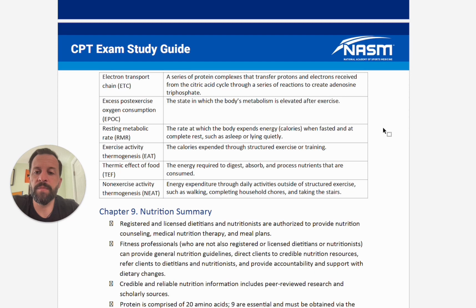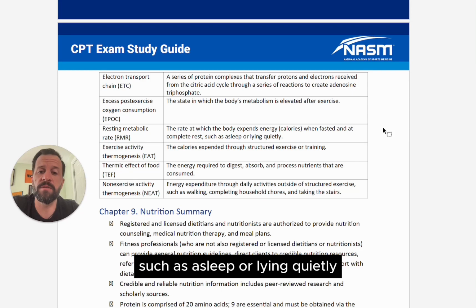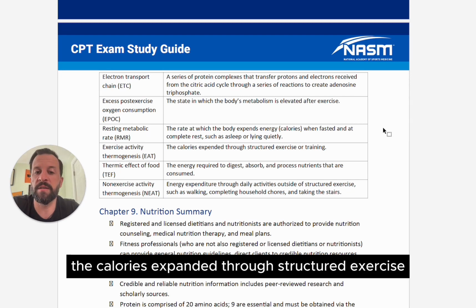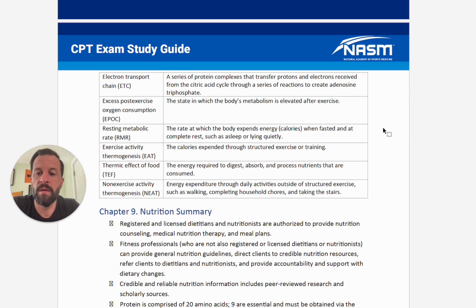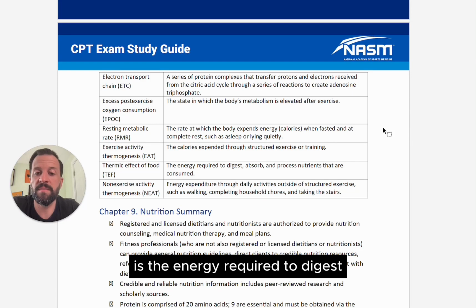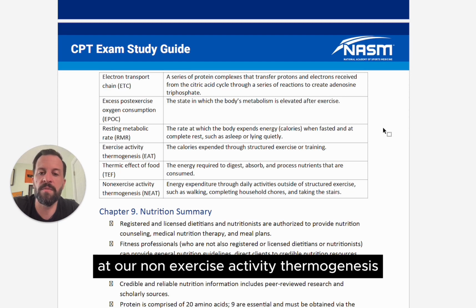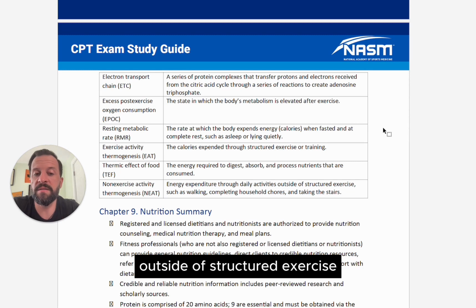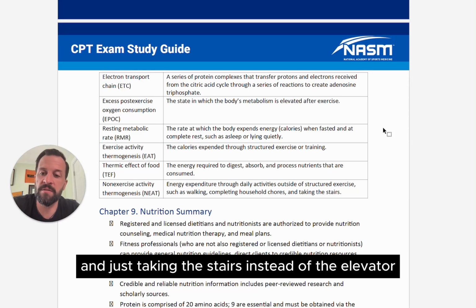Resting metabolic rate, RMR, is the rate at which the body expends energy calories when fasted and at complete rest, such as asleep or lying quietly. Exercise activity thermogenesis, EAT, is the calories expended through structured exercise or training. The thermic effect of food is the energy required to digest, absorb, and process nutrients that are consumed. And then NEAT, our non-exercise activity thermogenesis, is the energy expenditure through daily activities outside of structured exercise, such as walking, completing household chores, and just taking the stairs instead of the elevator.